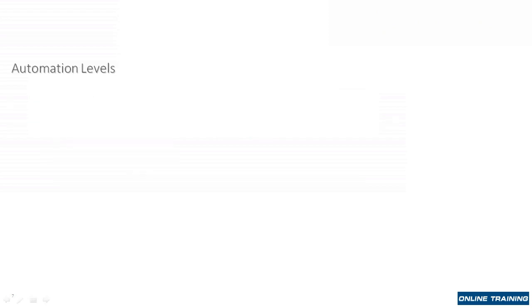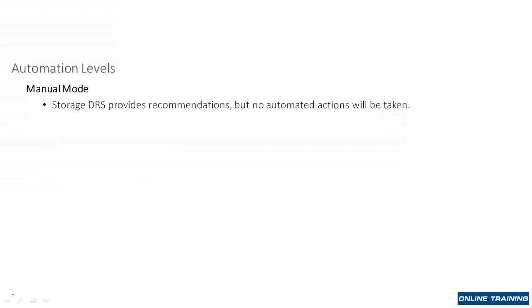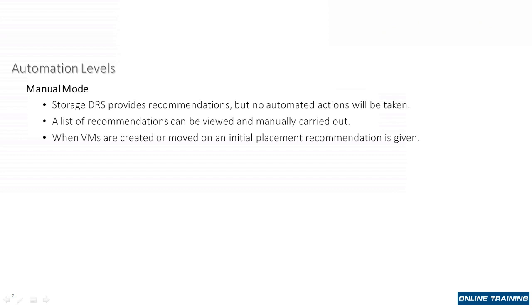Now, when we're setting up a storage DRS cluster, it's very similar to a DRS cluster for our hosts in that we can choose the level of automation. In manual mode, when I create a storage DRS cluster, it's not going to do anything automatically. What it's going to do is simply provide me recommendations. Say, this virtual machine should move from this data store to this data store. That's going to give me the option of whether or not I want to carry out those recommendations.